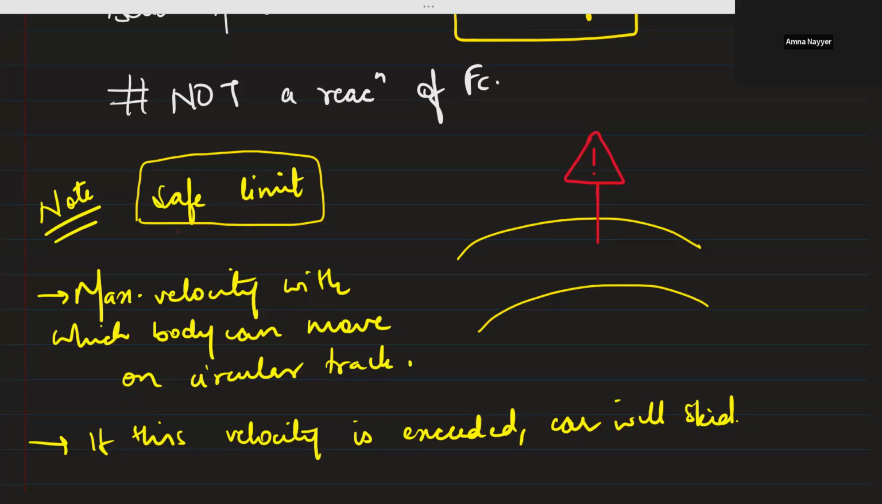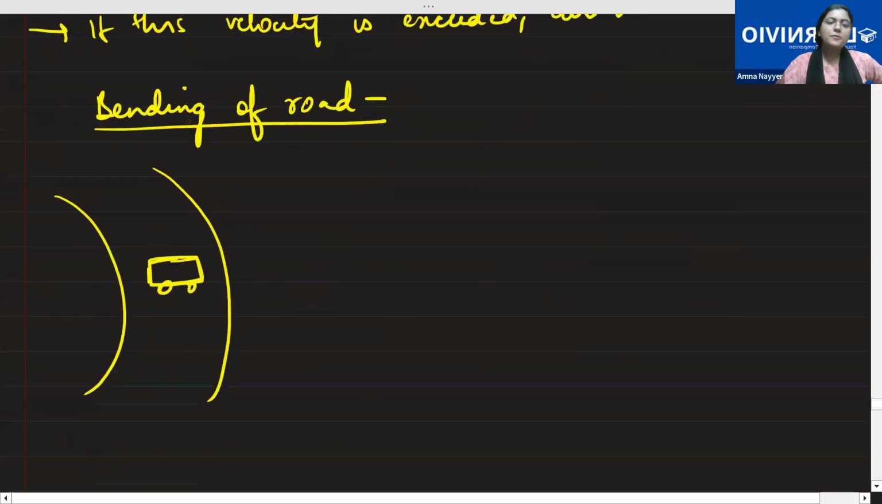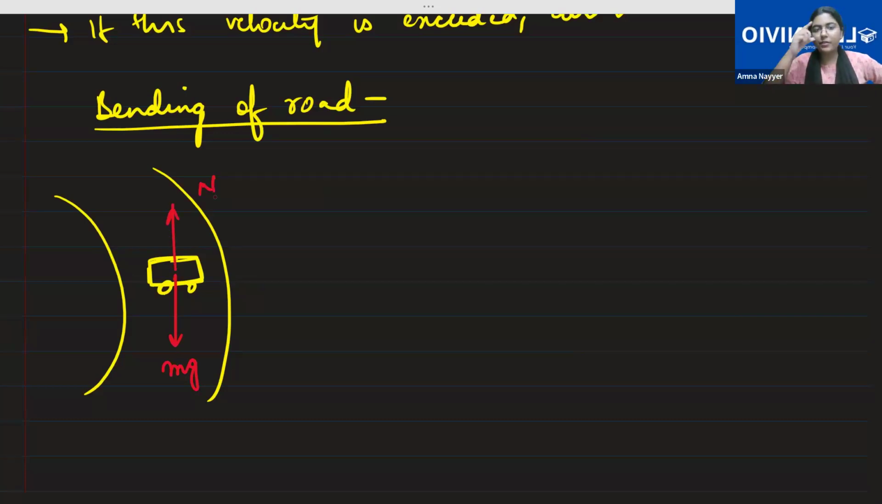Regarding this bending of the road, bending of road means a circular track has been formed. Now see, a vehicle is present. Downwards, we have the gravitational force acting. Upwards, we'll have the normal reaction. Now the body has the tendency to skid away, to skid outside. So a centrifugal force will be acting over here, while the frictional force will act inwards. So this is how the forces are acting.